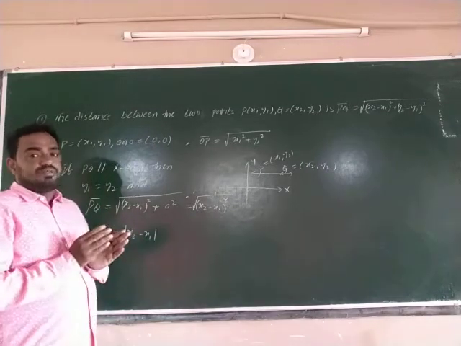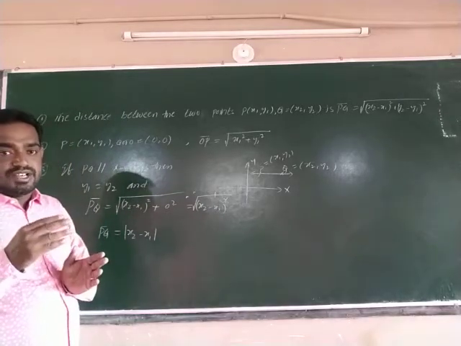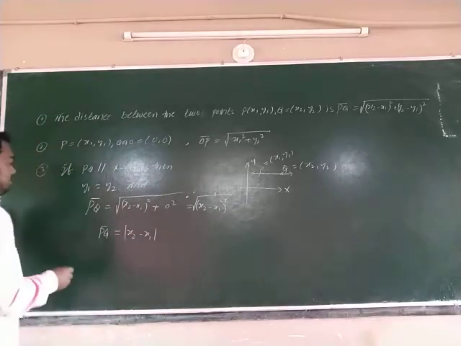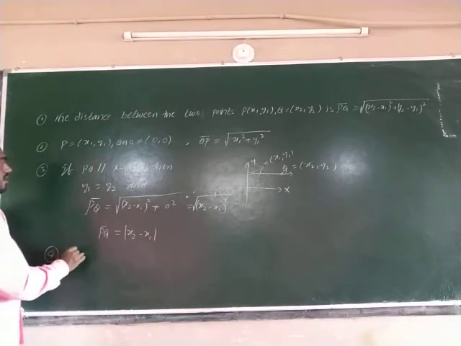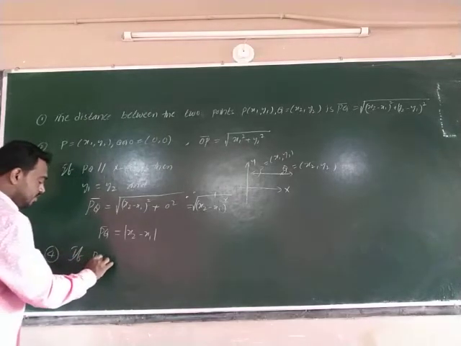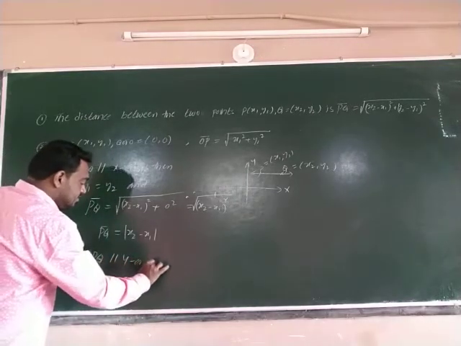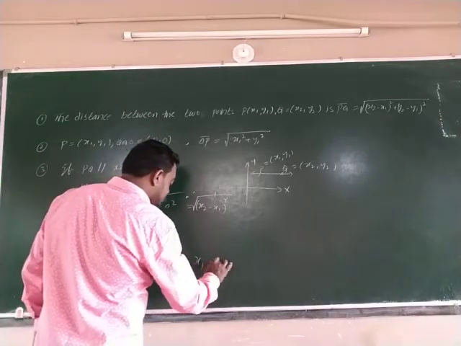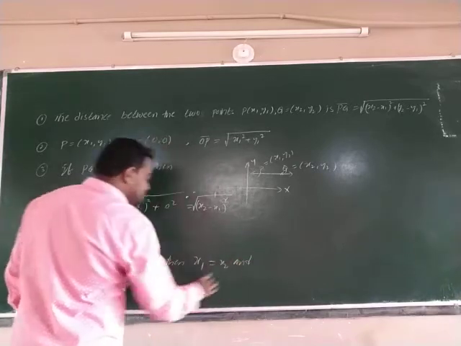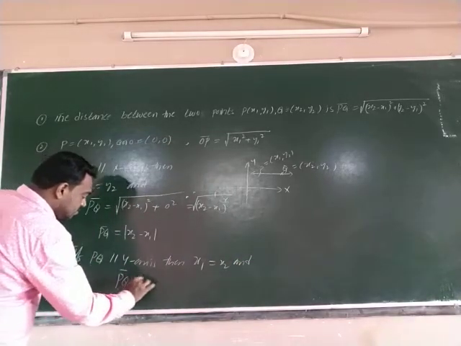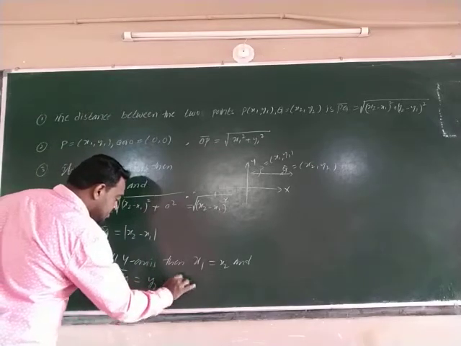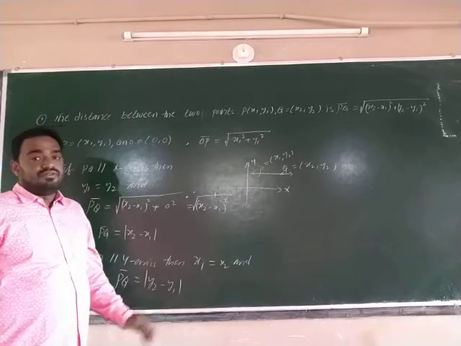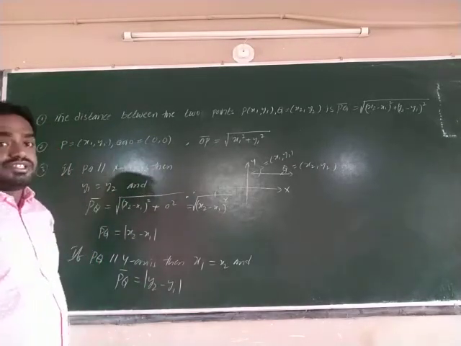If PQ is parallel to the x-axis, then the distance from P to Q is equal to the difference between the x coordinates. Next, the fourth one: similarly, if PQ is parallel to the y-axis, then what are we getting? x1 is equal to x2, and the distance from P to Q is equal to the difference between the y coordinates. So PQ is equal to modulus of y2 minus y1. So these are all the distance formulas.